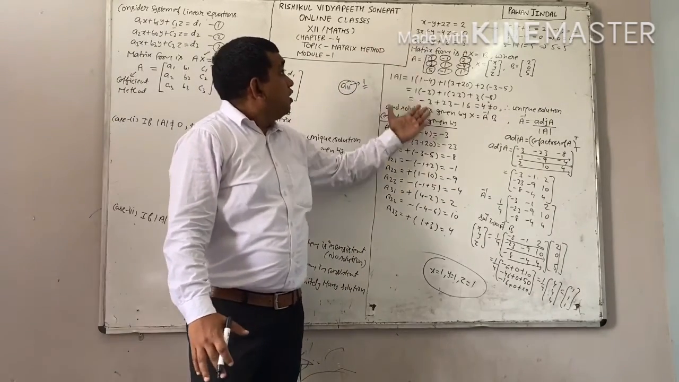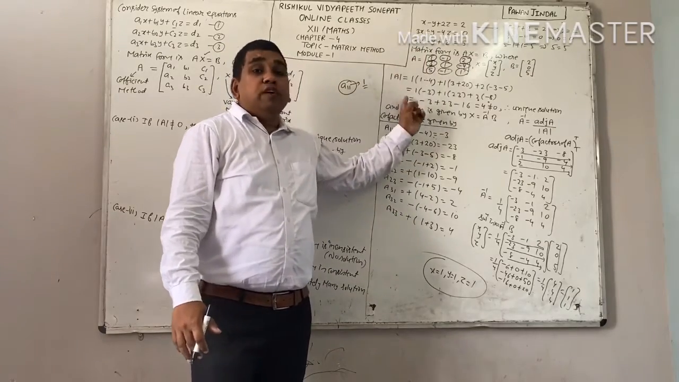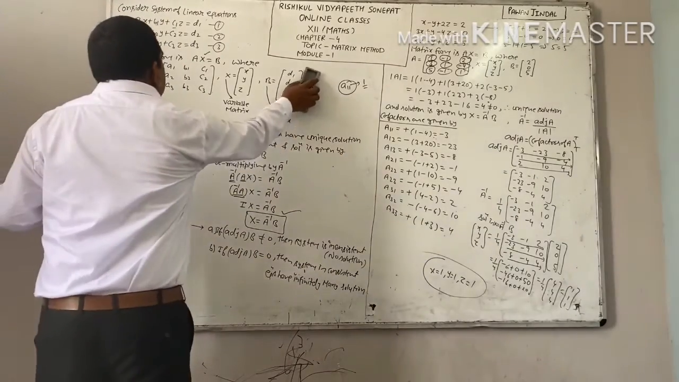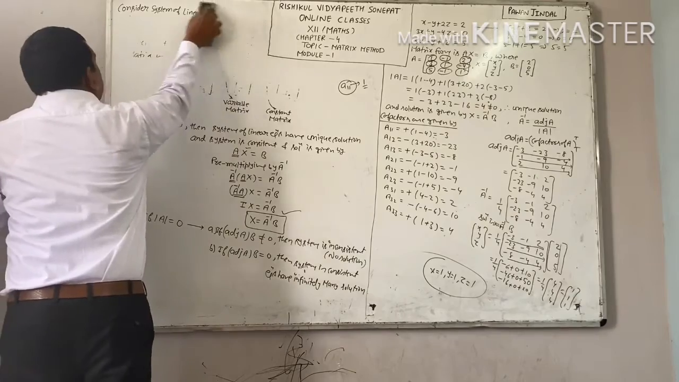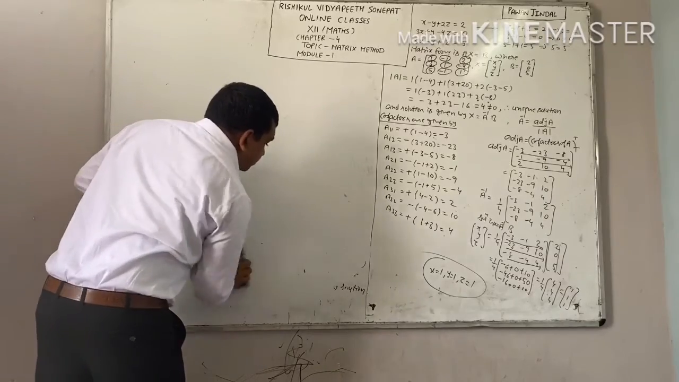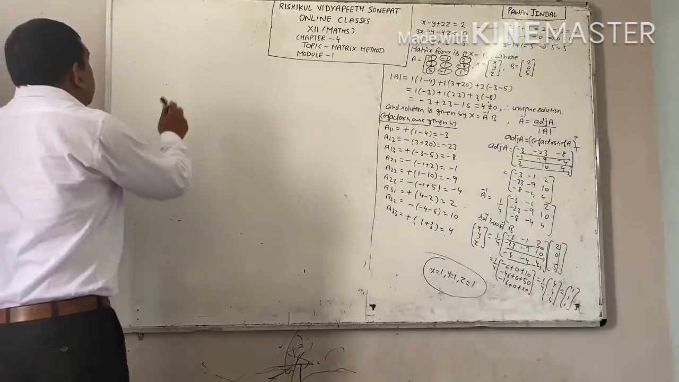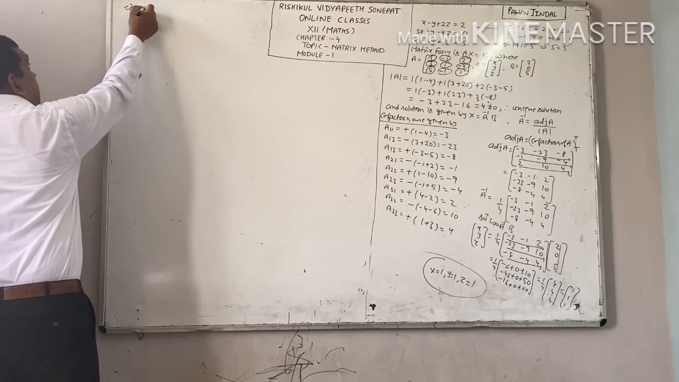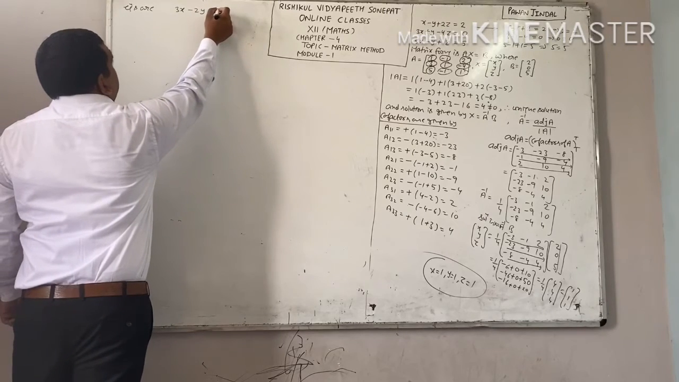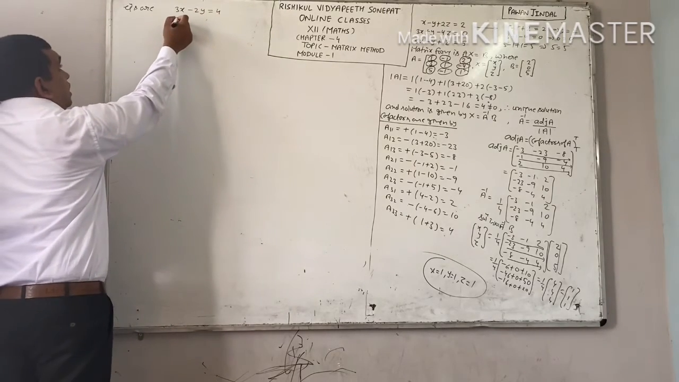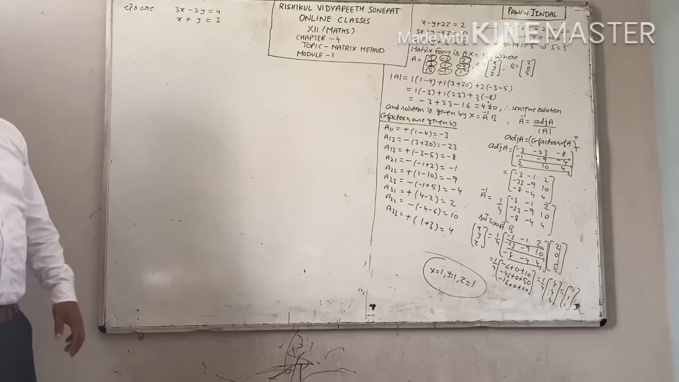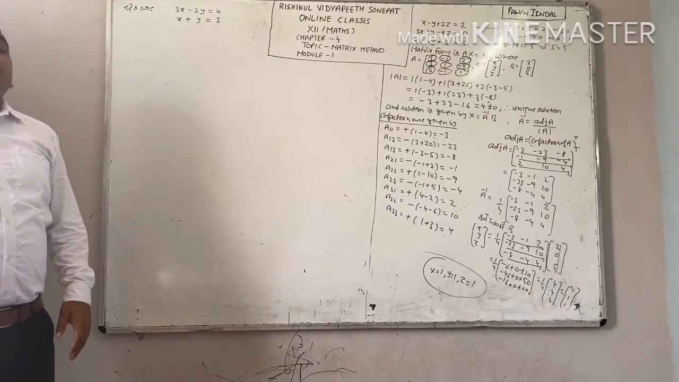Now let us solve one more question in 2 variables. This question is in 3 variables. Now we will solve question in 2 variables. Now see how we will solve. First of all, consider 2 equations. The equations are 3x minus 2y equal to 4, x plus y equal to 3. I want to solve these 2 equations by matrix method.